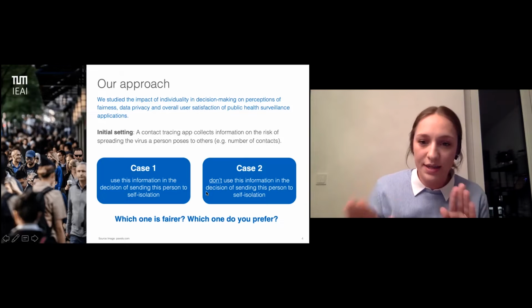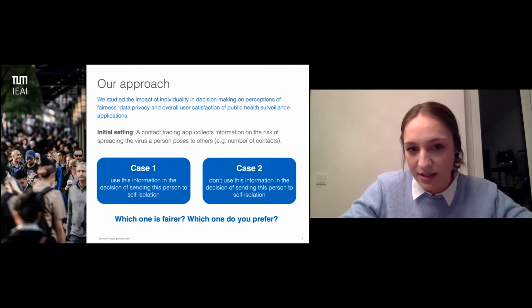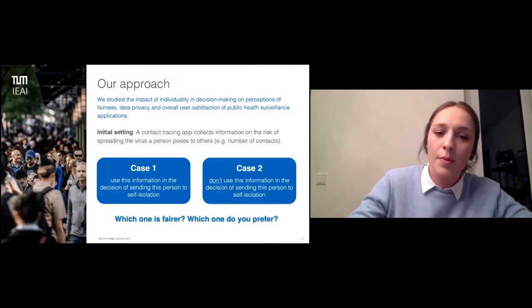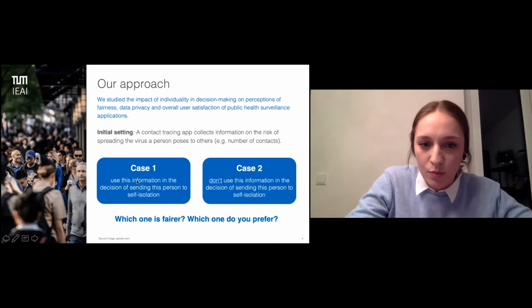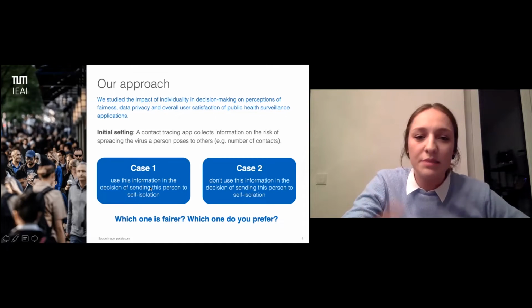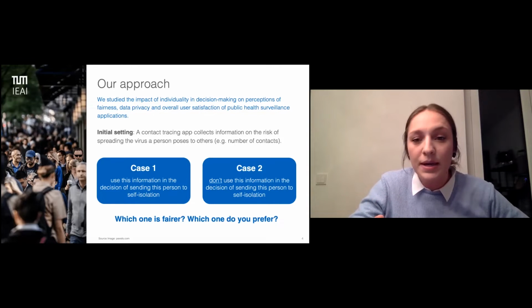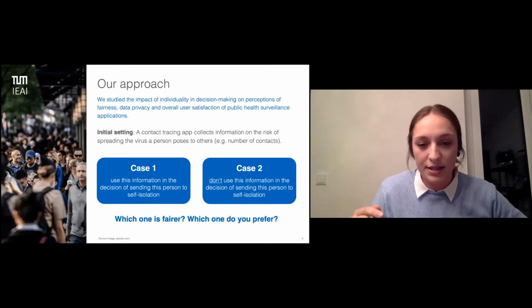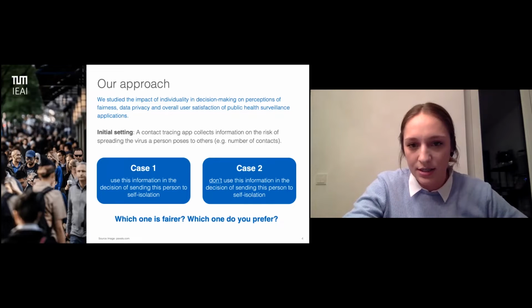And from that, we identified two different cases, and those two cases more or less reflect two opposite approaches that a developer could take in the design of such apps. On the one hand, we have case one, which is more personalized, so more individualized, because it makes use of this information collected in the decision of sending someone to self-isolation. So for example, when you look at the risk of spreading the virus a person poses to others, this would mean practically if a person comes into contact with many people on a regular basis, this person would be asked earlier by the app to self-isolate than a person that rather stays at home. So this is more individual criteria in the decision.